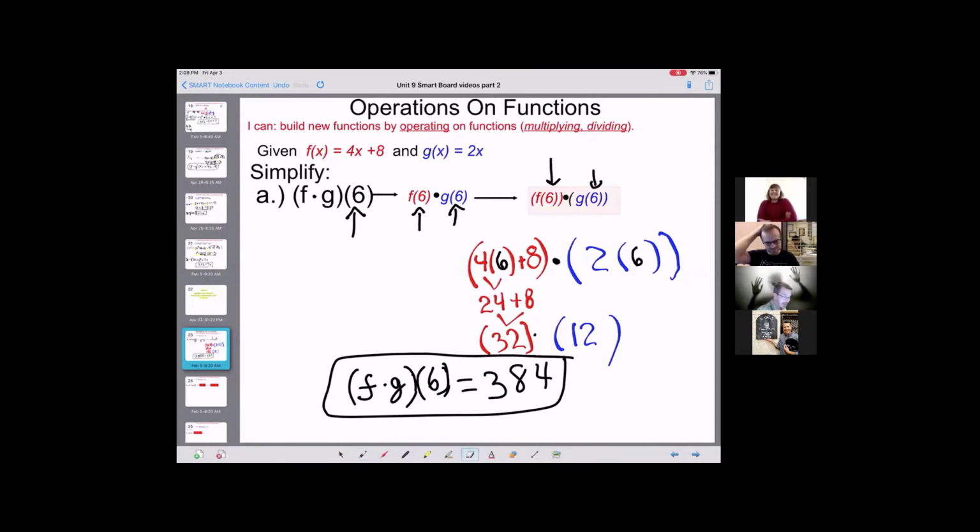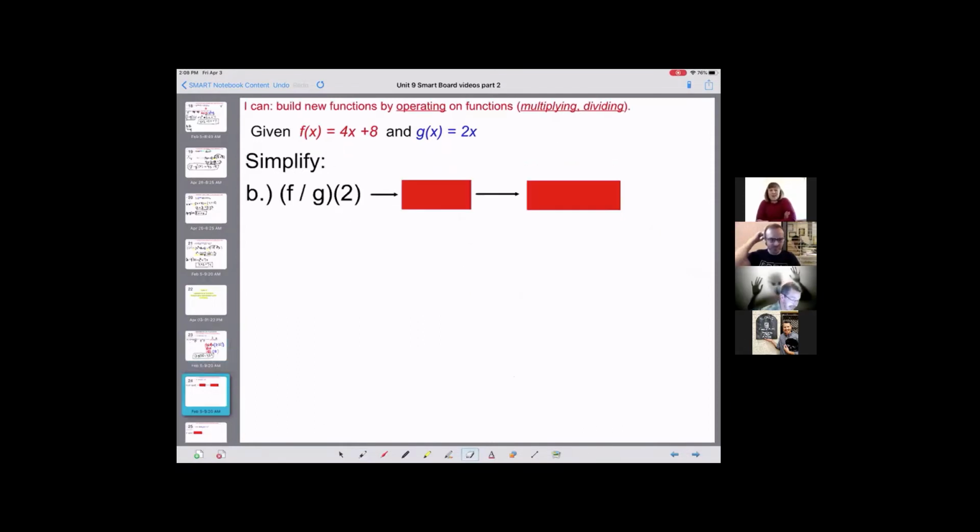All right. Next one. Woohoo! This one is division. Our f of x is 4x plus 8. Our g of x is 2x again, but this time we're doing f divided by g of 2. So when we show you how we can write this, we have f of 2 divided by g of 2.